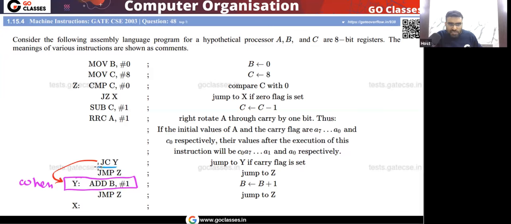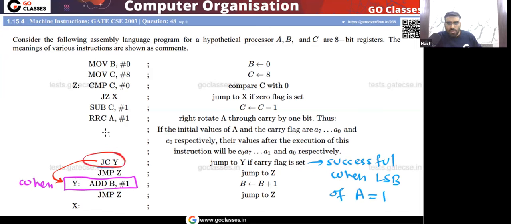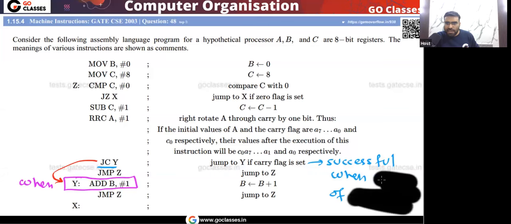So this must be successful. And this will be successful when the LSB of A is 1. Agree with me? Do you understand? Please tell me. See, this will be successful when the carry flag is 1.